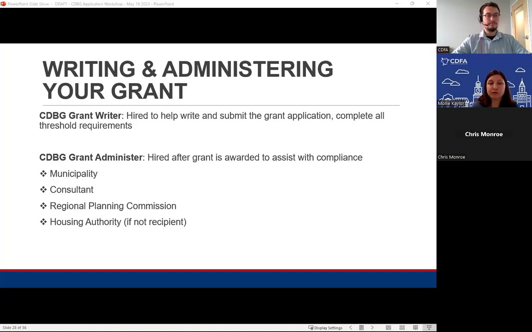A CDBG trained grant writer is recommended but not required, but all grantees, all people that are awarded funding, are required to hire a CDBG trained grant administrator for grant administration. And again, the funds the municipality uses to pay for that individual can come right from your CDBG grant.